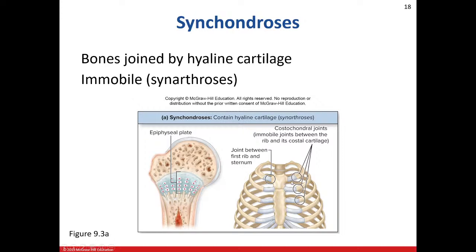So for ribs 1 through 7, the true ribs, there is a direct connection to the sternum. And for the false ribs, ribs 8, 9, and 10, there is an indirect connection. They connect actually to the cartilage of rib 7, which then connects to the sternum.